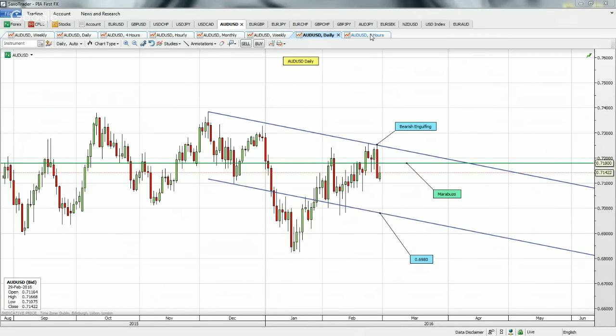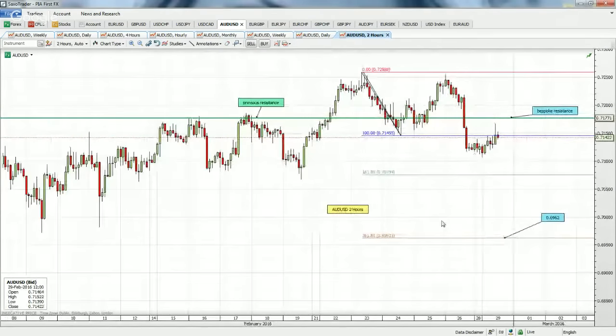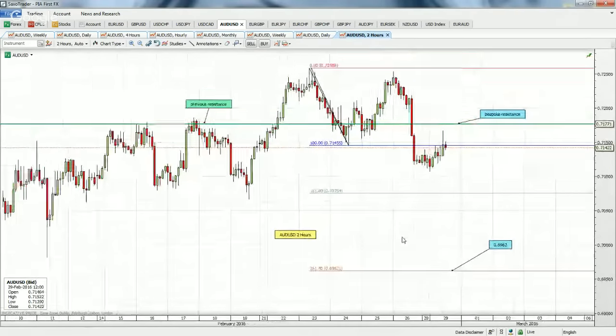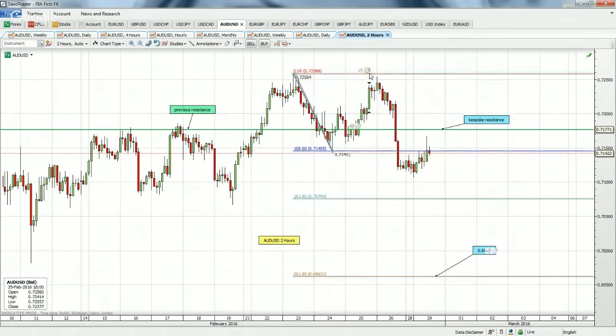We look to an intraday chart. Okay, then the 261.8% extension level is at 69.62. This can be seen as a three wave correction. This is an impulsive move to the downside. Like I said, I think this could be a limited move higher.